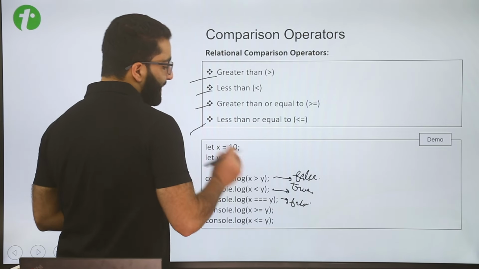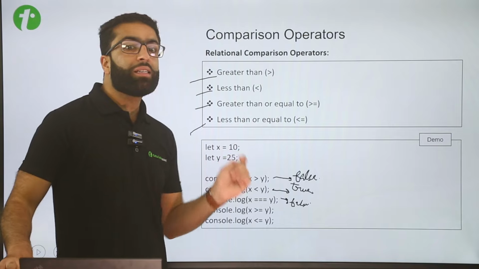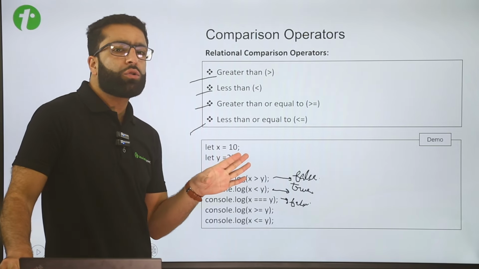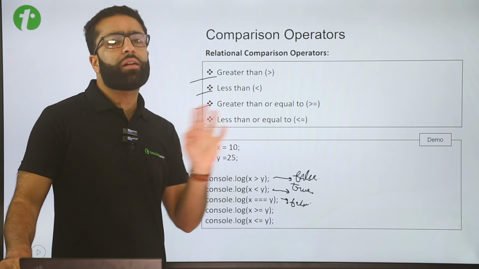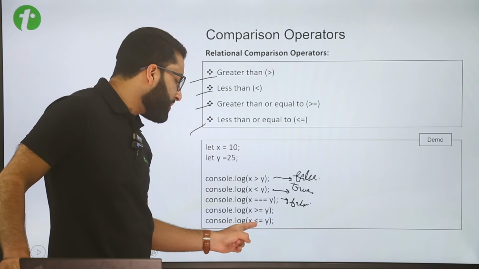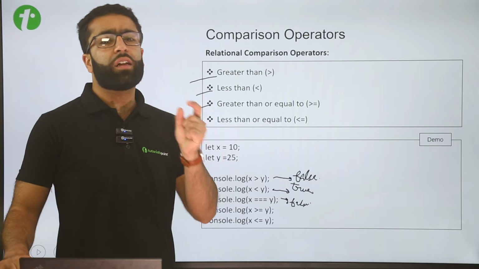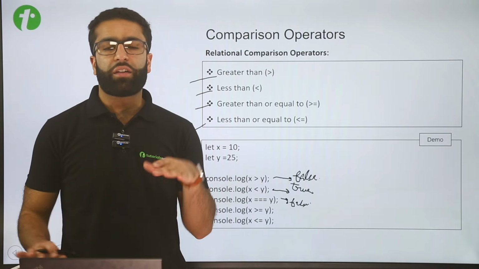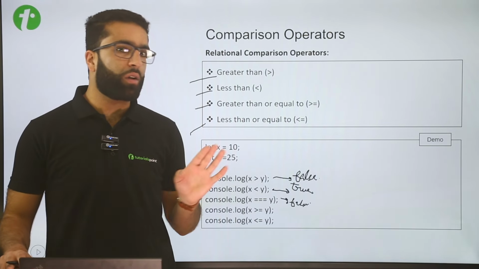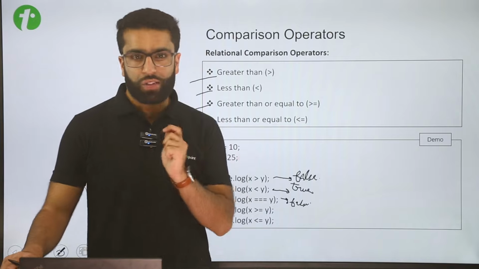Similarly, is x greater than or equal to y? What do you think? It's going to check whether it's greater than or equal to y and return the same thing. And similarly, x is less than or equal to y. It's going to check whether it is less than or equal to y. So if any one condition matches, it's going to return the value. You can check the output yourselves.